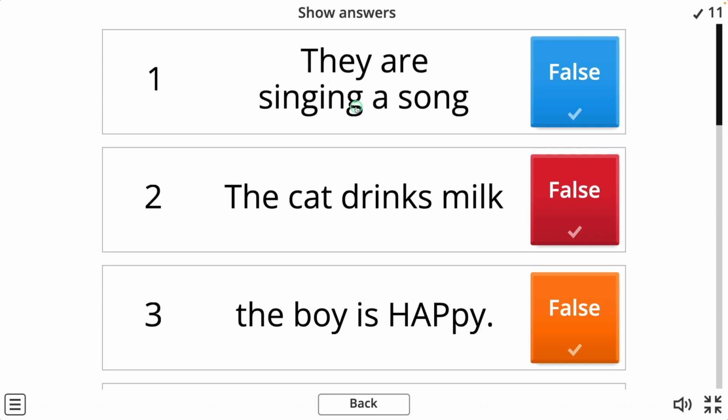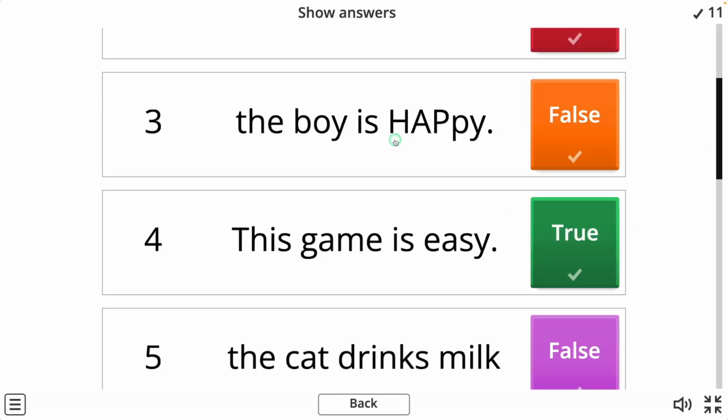Look, they are singing a song. See, there's no period here. The cat drinks milk. No period. See, that's false. The boy is happy. Look, this one's very weird. No capital letter here. No uppercase. And there is a period here. But look, these letters should not be capital. That's weird. Yes, look at number 4. This is a capital. Great. This game is easy. And a period right there. So that's true.